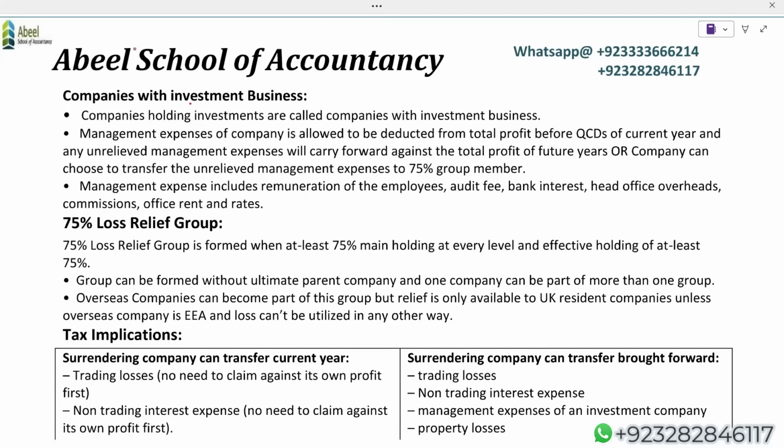Companies with investment business. Companies holding investments are called companies with investment businesses. Management expenses of a company are allowed to be deducted from total profit before QCD of the current year, and unutilized management expenses will be carried forward against the total profit of future years. Alternatively, the company can choose to transfer the unused management expenses to a 75% group member. You can do that also. Management expenses include remuneration of employees, audit fees, bank interest, head office overhead, commission, office rent, rates, and so on.